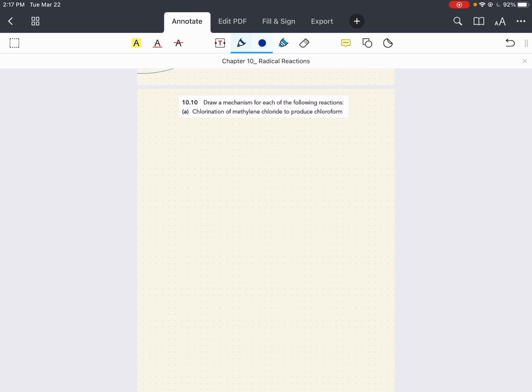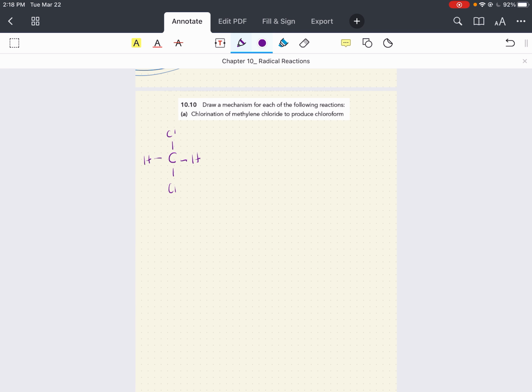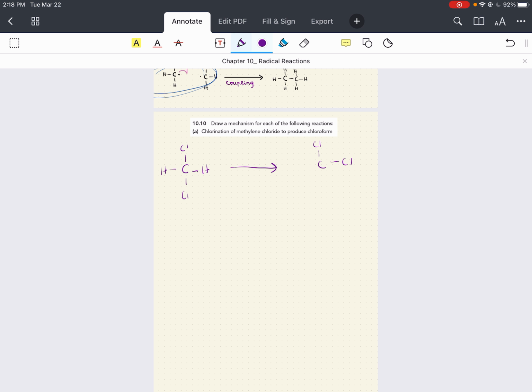Chlorination of methylene chloride. So let's go ahead and draw this. Methylene chloride looks like a carbon with 2 chlorines. Chloroform is going to look like a carbon with 3 chlorines attached to it. And we're going to treat this with Cl2 and, of course, some light.